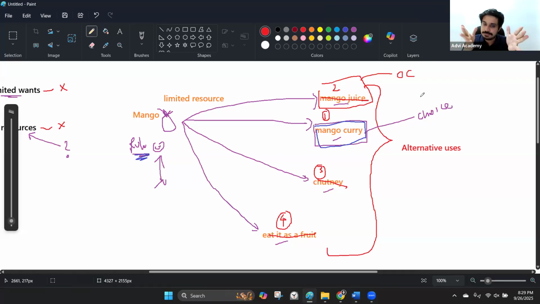You understand what I'm saying? The value of his second best alternative. Why are we taking the second best alternative in economics? Because if you take everything else, there are a lot of things. The list would go on and on, as to how many choices there are and the costs of all these choices. So opportunity cost focuses only on the second best alternative. If his choice was mango curry, his second best alternative was mango juice. What's the value of that second best alternative?